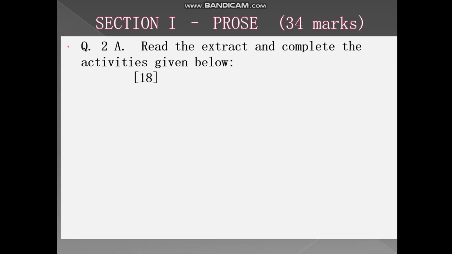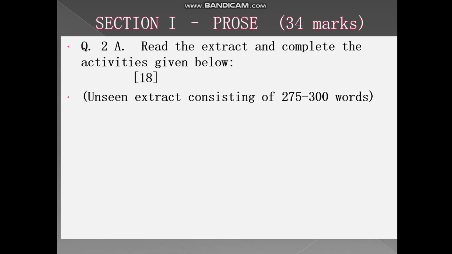Read the extract and complete the activities given below. By that way you could understand this is again for what? Passage activities and their answers. But this time which passage is it? Unseen passage. So question 1A is based on the seen passage, and this question 2 is based on the unseen passage. And again check the limitation: 275 to 300 words is the limit for the unseen passage.